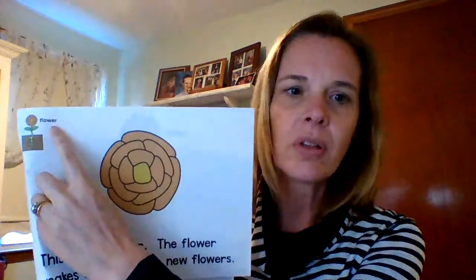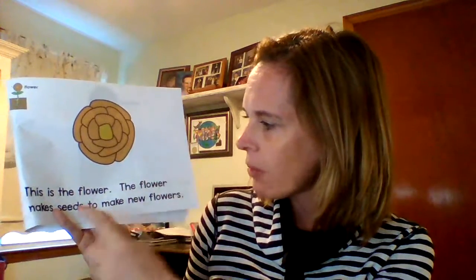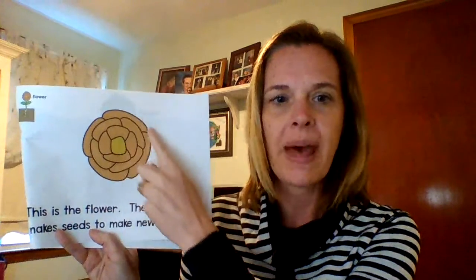There's the label, flower. So we're going to learn about the flower now. This is the flower. The flower makes seeds to make new flowers. So the pretty part of the flower is called the petals. The middle part of the flower is what carries and holds onto the seeds. And those seeds will turn into new flowers. That's cool.